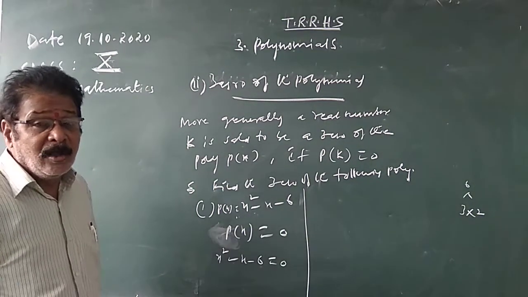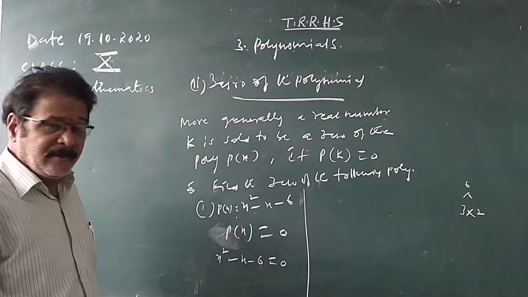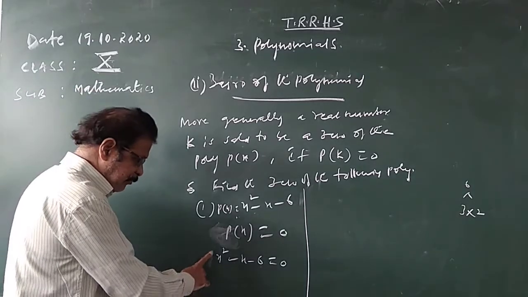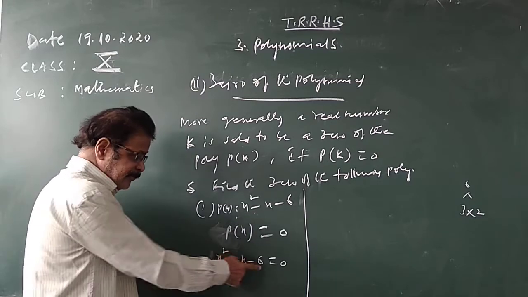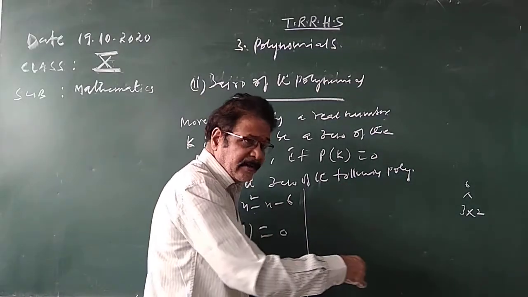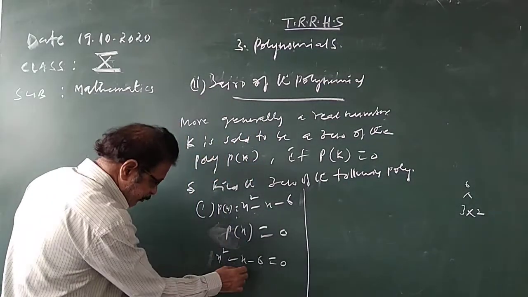I already told you in the 9th class. Factorization, the first rule is to multiply the second degree coefficient and the last term. The second degree coefficient is what here? Nothing means 1. 1 into 6 is 6. Split 6 into factors, 3 into 2. The sum of them must be equal to the middle term coefficient.